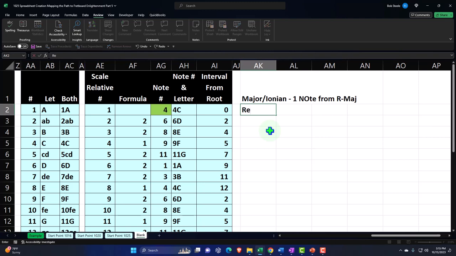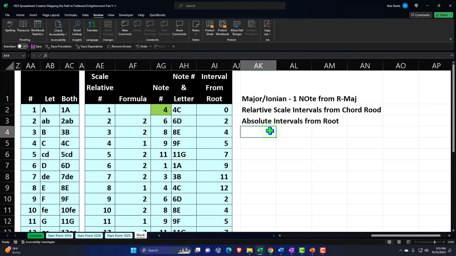Next header, relative scale intervals from chord root. Now this will make more sense once we start to populate that. And then we're going to say the next header is going to be the absolute intervals from root. And this is getting a little bit confusing, right? Because now we've got these different intervals involved. We'll talk about them as we build this. And then we've got the chord scale intervals.